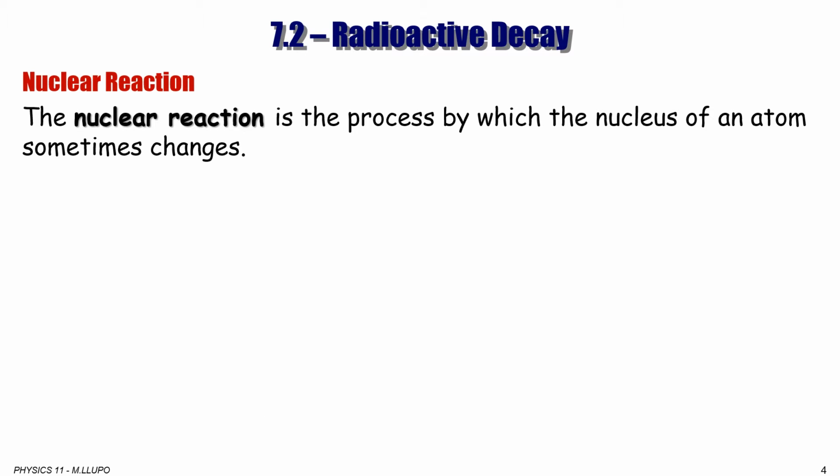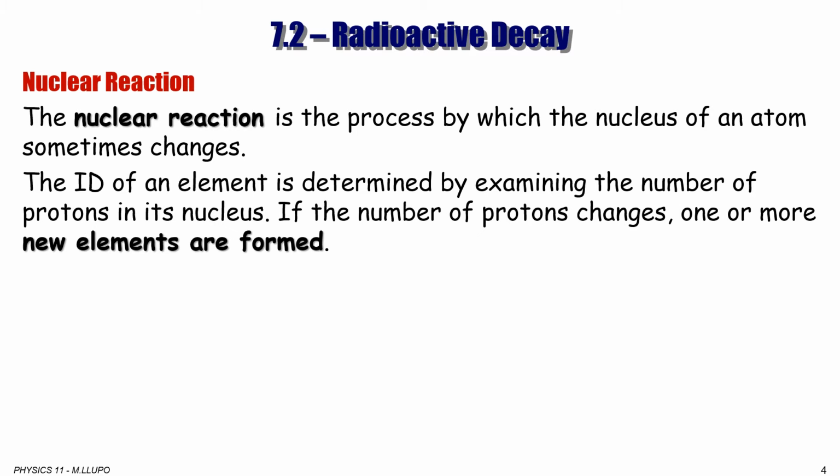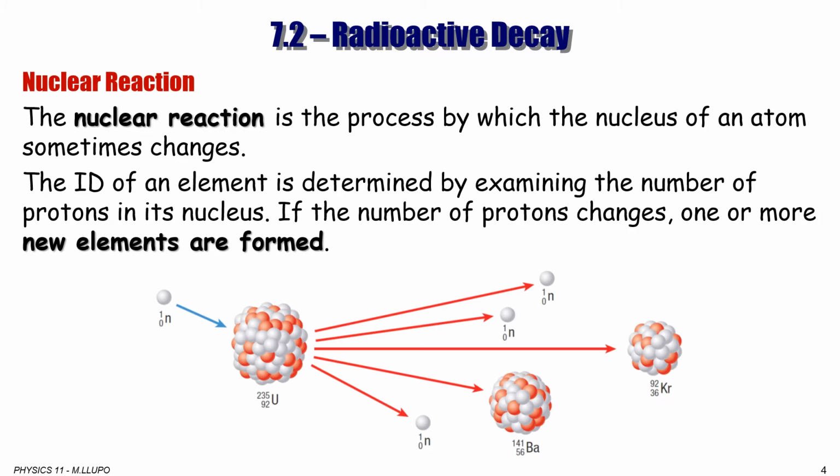A nuclear reaction is a process by which the nucleus of an atom changes. The identity of the element is determined by examining the number of protons in its nucleus. So I say the passport of an element is its number of protons. If the number of protons changes, one or more new elements are formed. For example, if uranium is bombarded by a neutron, then barium and krypton, two new elements, are formed. So this is the difference between a nuclear reaction and a chemical reaction.